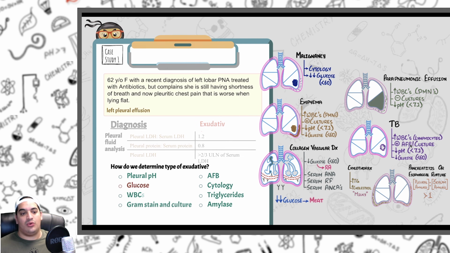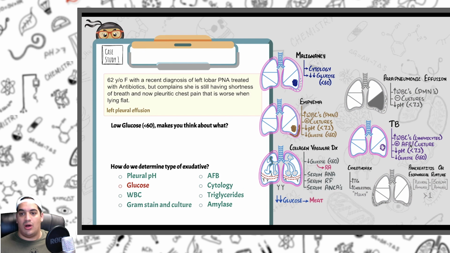Some of the things you really want to think about whenever the glucose is low, especially less than 60, is to think about MEAT. It sounds a little odd, but malignancies, empyema, rheumatoid arthritis, which is a type of collagen vascular disease, and tuberculosis. These are concerning findings if I see the glucose is really low. If the glucose is low and the pH is low, that's definitely concerning for an empyema. But then check the white cells. If the white cells are through the roof, especially neutrophils, again that's concerning for an empyema.